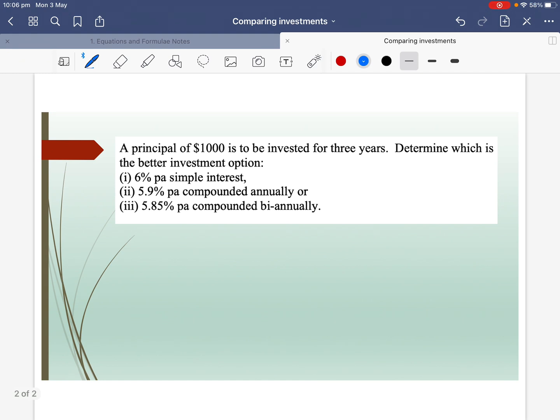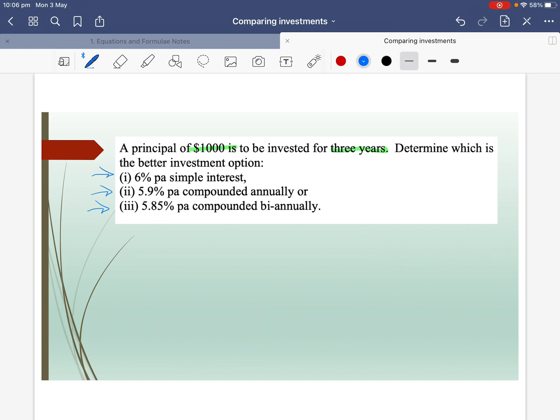A principal of $1,000 is to be invested for 3 years. Determine which is the better investment option. So we've got $1,000 which is going to be invested for 3 years. Now we're going to invest it. We'll look at what the calculation is for these 3 different options and see which one is the largest.